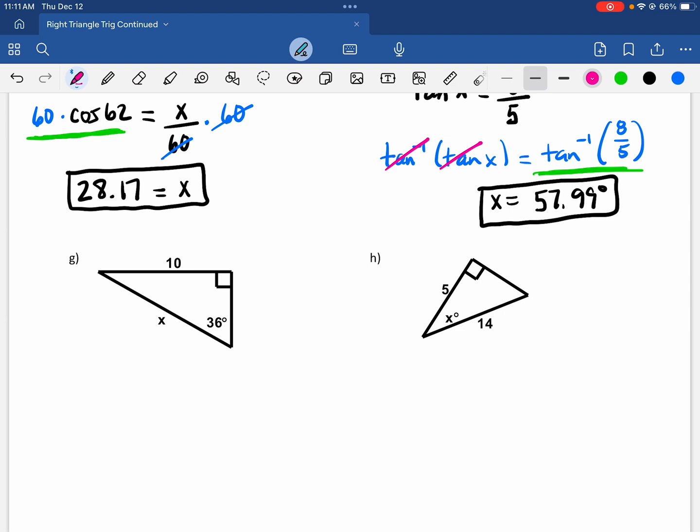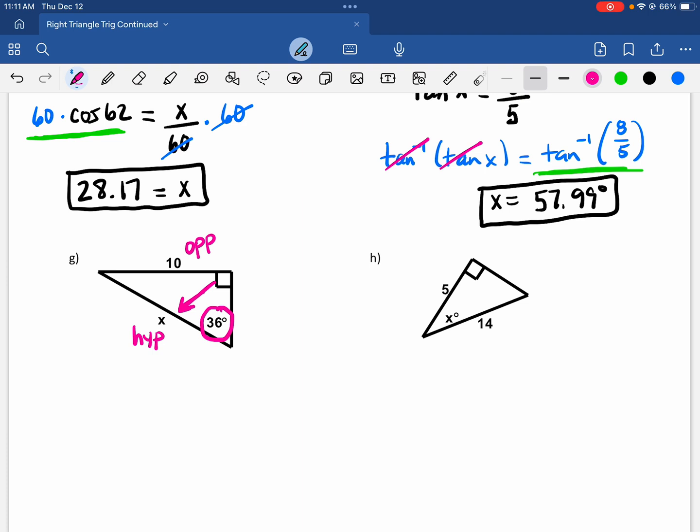Okay, letter G, started with our angle, which is 36. Looking at 10 compared to 36, it's across from it, so 10 is opposite. Looking at 36 and comparing with X, we may think that it's adjacent, all right, but it's not, because if I look at how it relates to the right angle, it's across from the right angle, which means it has to be hypotenuse. Okay, so don't let that confuse you.